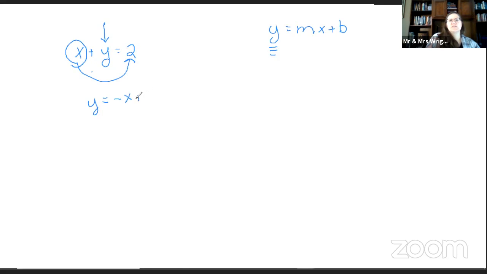And then my 2 is there. It didn't move sides, so it's still a positive 2. And so now I have it in y = mx + b format, and my m happens to be -1. That 1 is implied right there. Okay, I've got another one for us, and I'm going to want you to pause the video and work this out on your own and then come back.